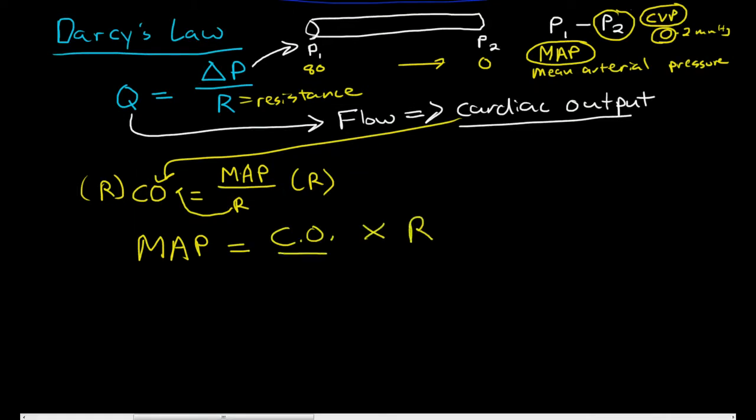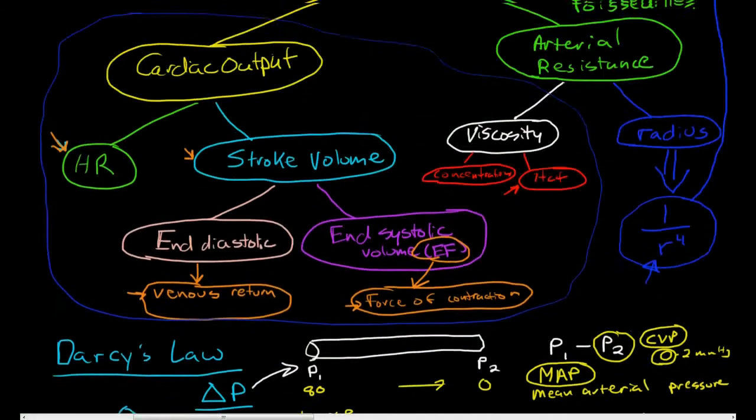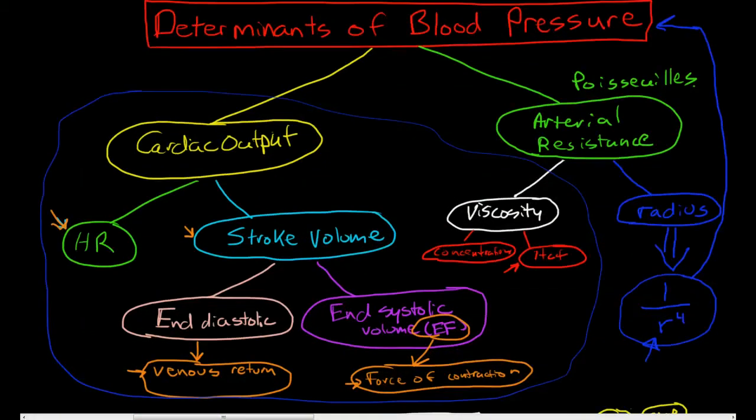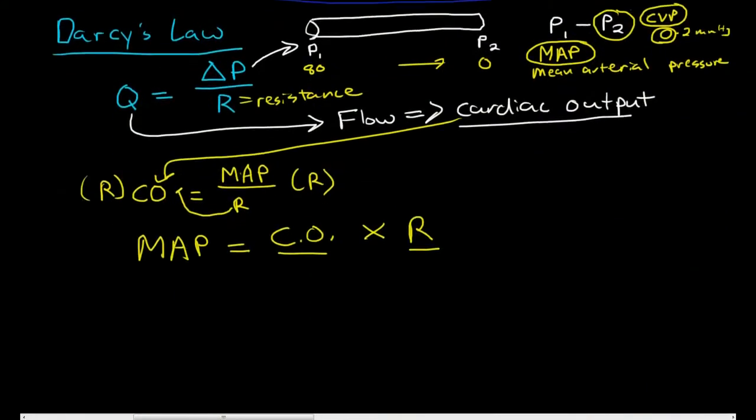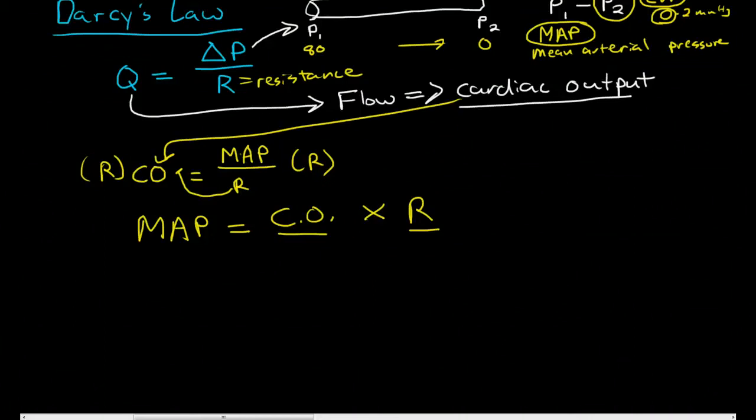Okay, so here we are. This brings us back. I'm going to slide up here. What we have here is MAP, mean arterial pressure, equals cardiac output times arterial resistance. A nice, simple, linear formula. So you see how these two work together to give us our product of mean arterial pressure.